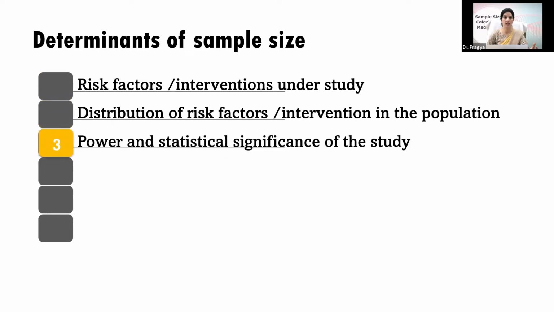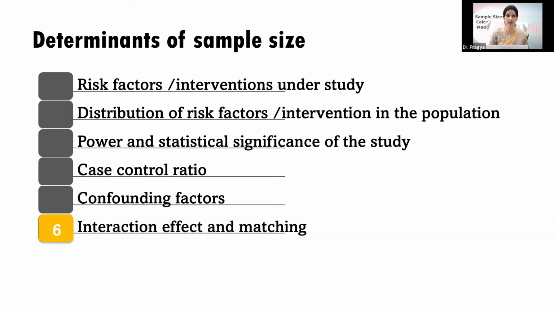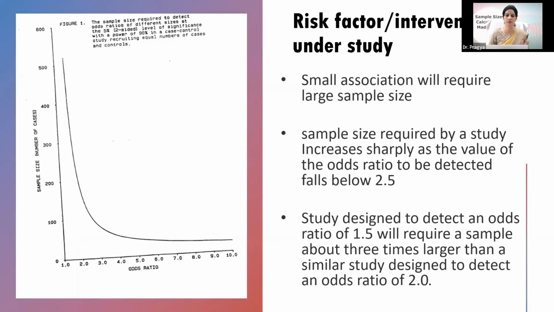What is the power and statistical significance of the study? What should be the case and control ratio? And how do we take the effect of the confounding factor into the sample size? I'm not discussing in general what a confounding factor is, but how do you adjust for a confounding factor in the calculation of sample size? And how do you control for matching? I will discuss the first one, the risk factor or the intervention under study.